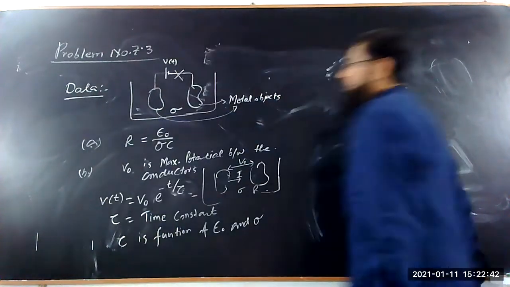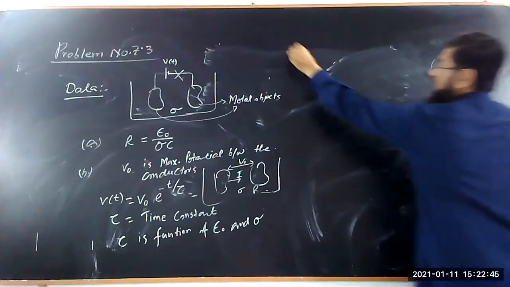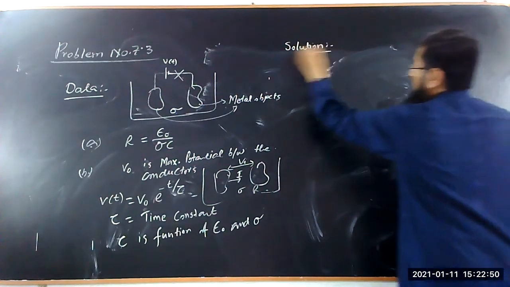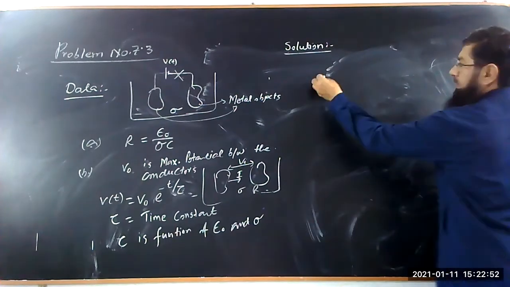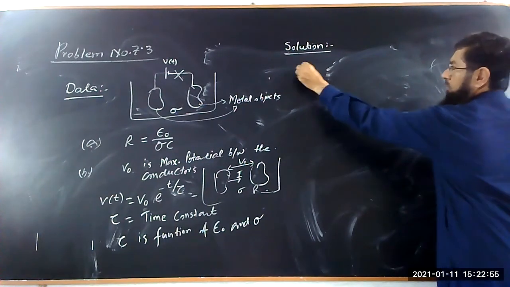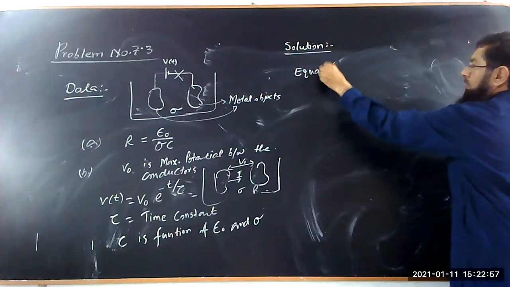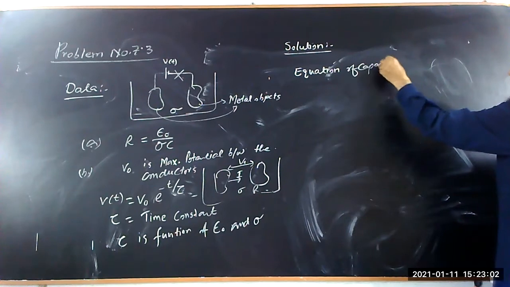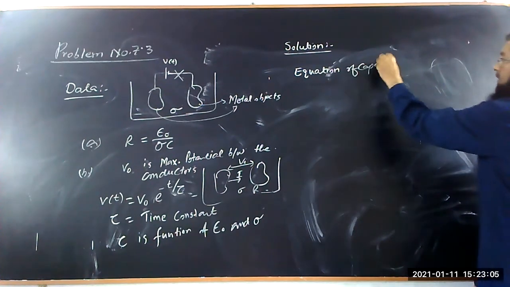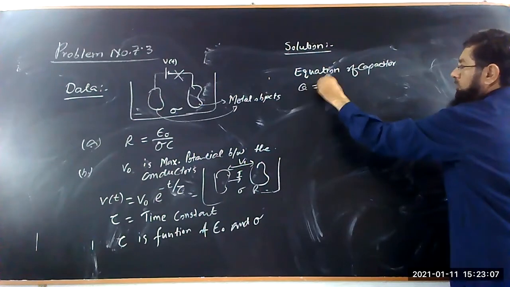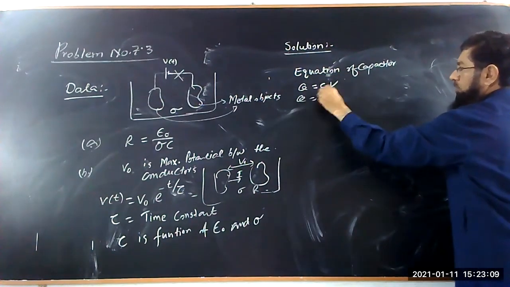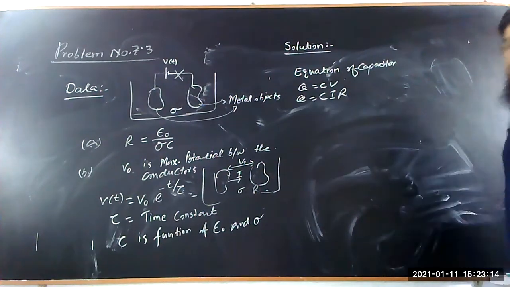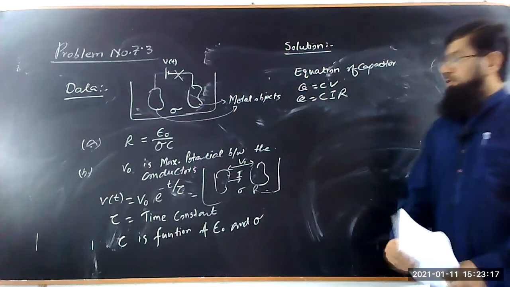So now we are moving towards the solution. So the solution is here. This is the equation of a capacitor: Q is equal to CV. So Q is equal to C times the voltage between the two conductors, which is equal to IR, and R is the resistance of the medium.